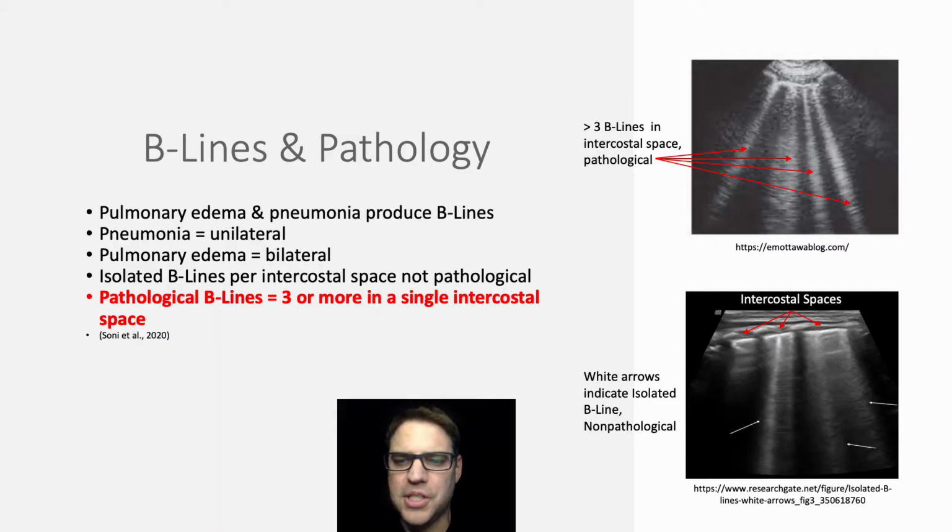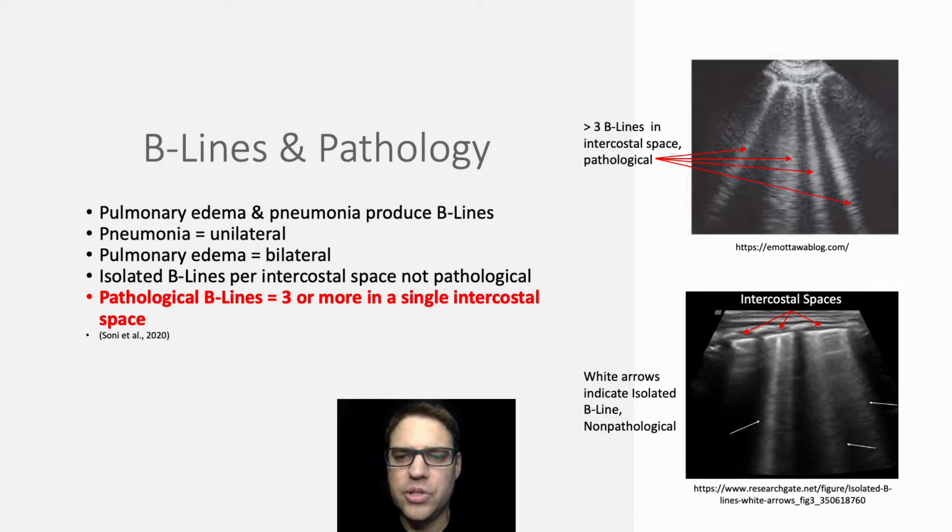There are several pathologies that widen the interlobular septa and produce B-lines. The two that we're most concerned with include pulmonary edema through increased hydrostatic pressure and pneumonia due to an increase in capillary permeability. B-lines can be unilateral, found in only one hemithorax, or bilateral, found in both hemithoraces. For our purposes, pneumonia is typically unilateral, while pulmonary edema is bilateral, though it is true that pneumonia can be bilateral if the pneumonia is severe enough.